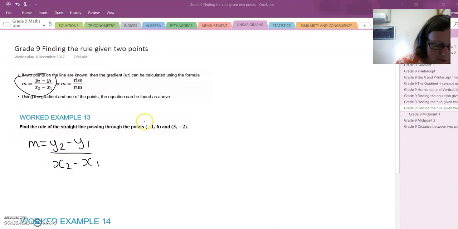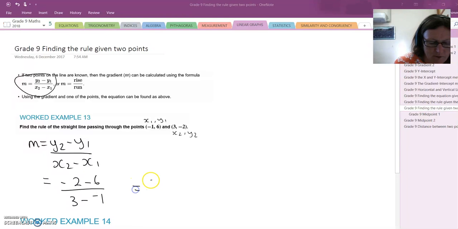Label my points. I'm going to call this point 1, so that's x1, that's my y1. This is my x2 and my y2. So I'm going to substitute that into the formula. So y2, negative 2 subtract 6. My x2 is 3. I'm going to subtract negative 1. So that gives me negative 8 over 4. So my gradient is negative 2.